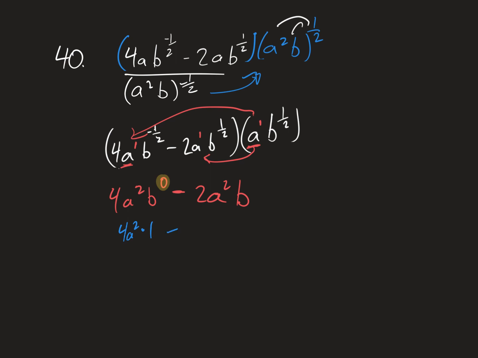4a squared minus 2a squared b. And of course, I don't really need this one, so we end with this. 4a squared minus 2a squared b. And there you go. We have our simplified answer.